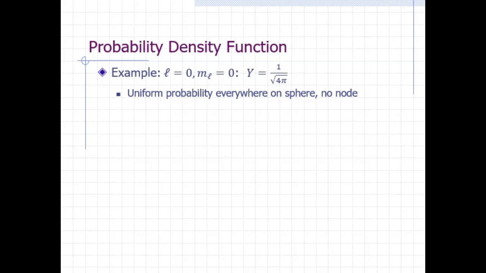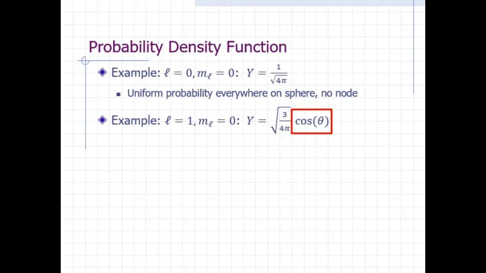If L is 1, then the spherical harmonic is square root of 3 over 4 pi times cosine of theta. We can see that the spherical harmonic is 0 when cosine theta is 0. This occurs where theta is 90 degrees or pi over 2, which corresponds to the xy plane. The intersection of the xy plane and a sphere is the sphere's equator. In this quantum state, defined by L equals 1 and m sub L equals 0, there is zero probability of finding the particle at the equator. The equator is a node.